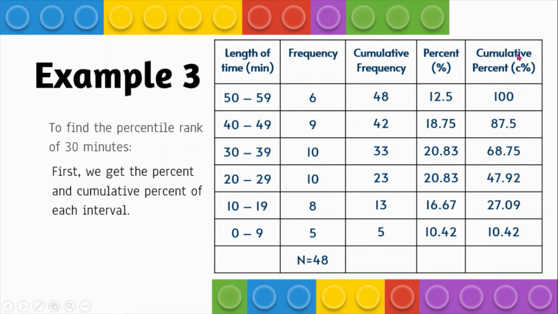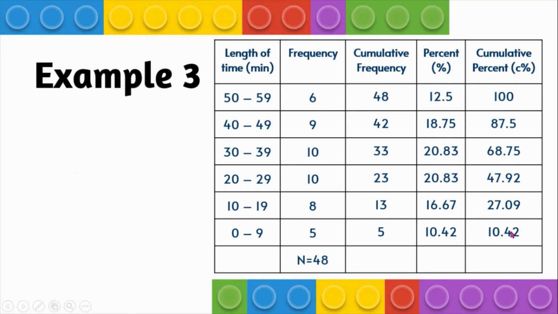So how do we get the cumulative percent, or the C%? That is 48 divided by 48 times 100, that's 100. 42 divided by 48, that's 87.5. 33 divided by 48 times 100, that's 68.75. 23 divided by 48 times 100, that's 47.92. 13 divided by 48 times 100, that's 27.09. And 5 divided by 48 times 100, that's 10.42. So that's how we get the percent and the cumulative percent.